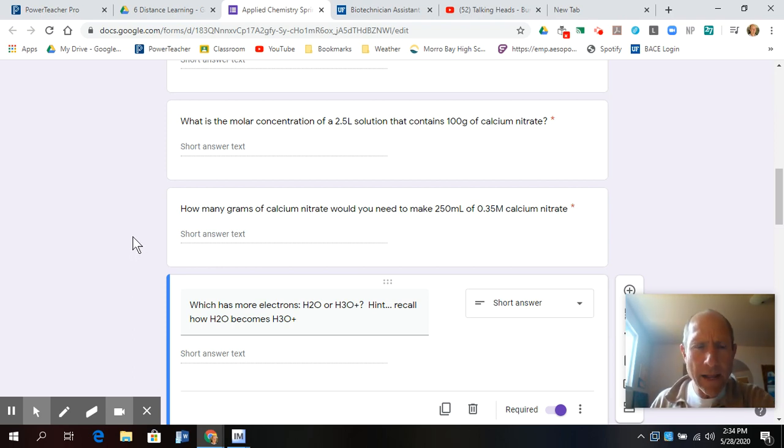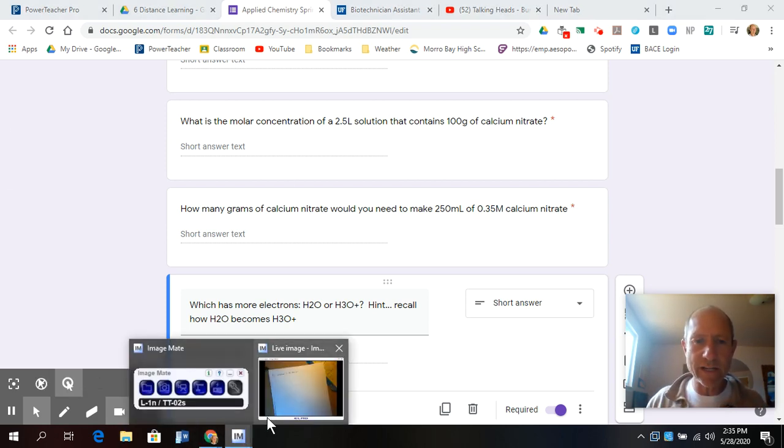How many grams of calcium nitrate would you need to make a 1/4 liter of 0.35 molar calcium nitrate? Alrighty then. So there's a couple things we need to make sure we understand here.